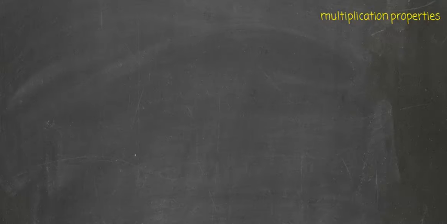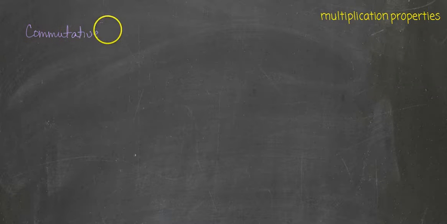So the multiplication properties of real numbers are very similar to the addition properties of real numbers, with a couple notable exceptions. So let's look at them real quick. There's the commutative property of multiplication.